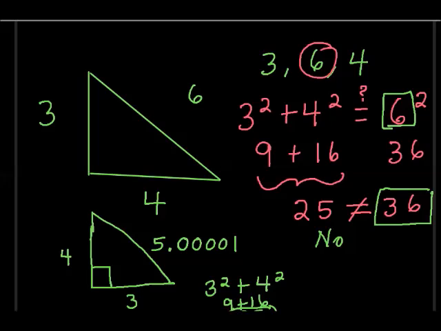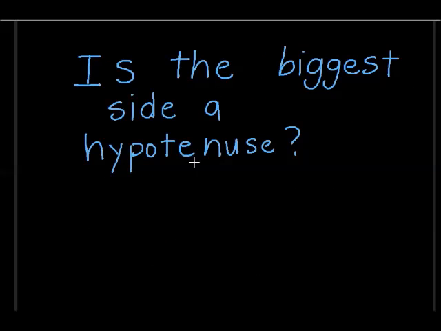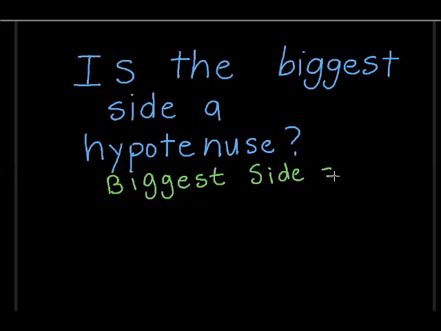If you focus on that, the rules become a little simpler. So let's take a look at the rules. Is the biggest side a hypotenuse? I'm going to put the biggest side first because that's the one we should always be thinking about first. If the biggest side, which I'm going to call c squared, is equal to b squared plus a squared, or a squared plus b squared, if it's equal, it's a right triangle.